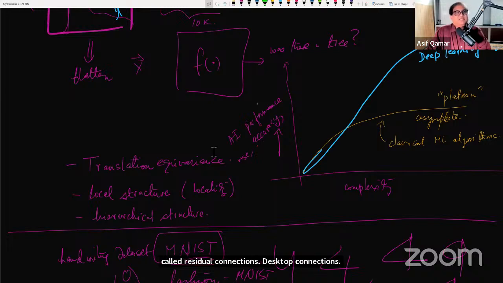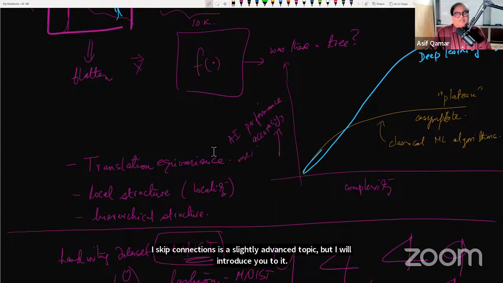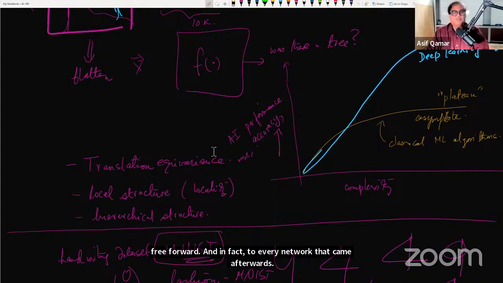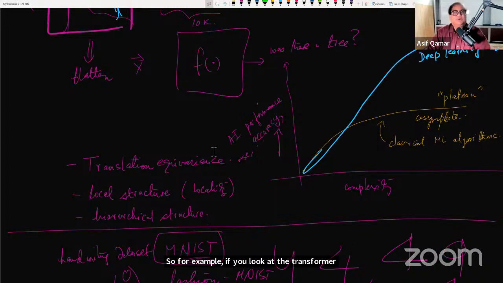What skip connections are is a slightly advanced topic, but I will introduce you to it. I'll give you the core idea of what a skip connection is. People then applied skip connections both to CNNs and to feed-forward networks, and in fact, to every network that came afterwards. So for example, if you look at the transformer architecture, attention networks, you will always find the so-called residual or skip connections. Right? What are they?